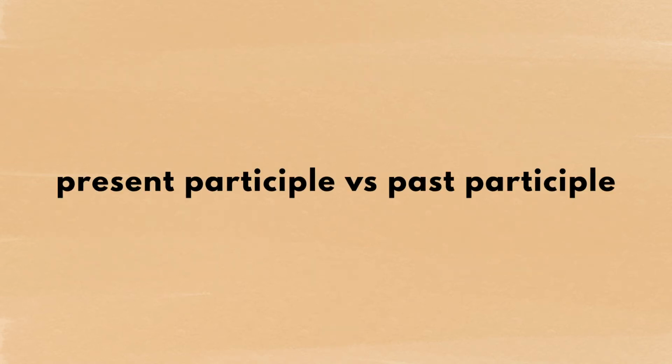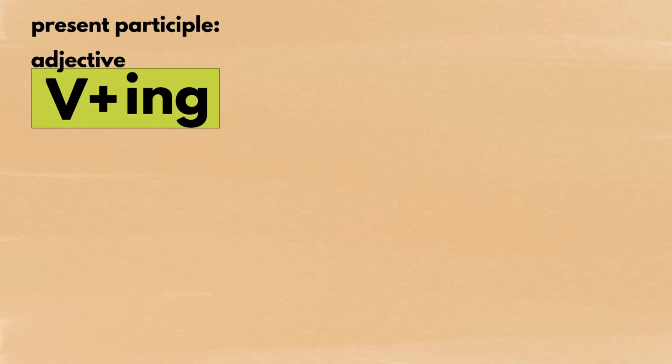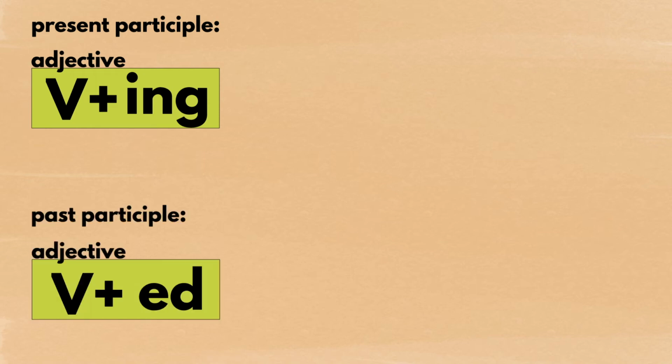Anyway, let's move on to the next non-finite verbs, the present participle and the past participle. The present participle is when you add -ing after a verb and change the verb into an adjective. The past participle is when you add -ed after a verb and change the verb into an adjective. So both of them are adjectives.